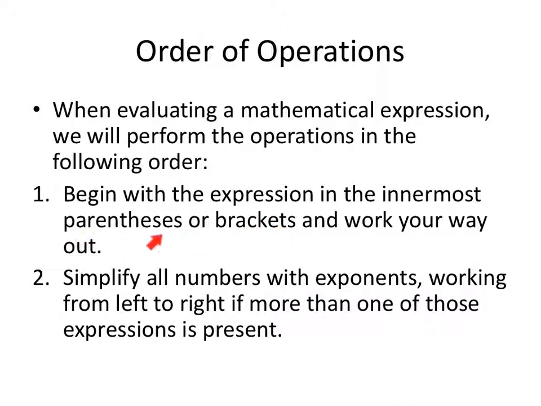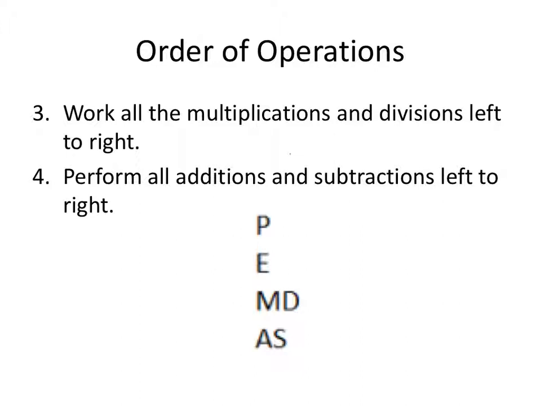So parentheses come first. Simplify all numbers with exponents, working from left to right if more than one of those expressions is present. So always left to right, just like we read, just like we write, just like our number lines, left to right. Step 3, work all multiplications and divisions left to right, always left to right. Whatever comes first, multiply, divide, divide, then multiply. And lastly, we perform all additions and subtractions from left to right.